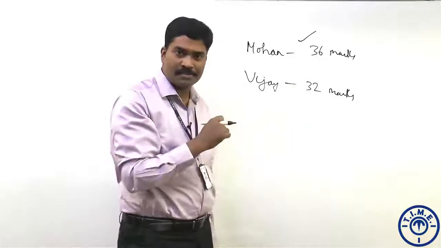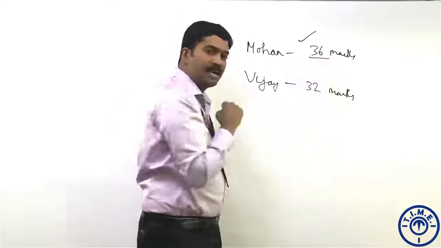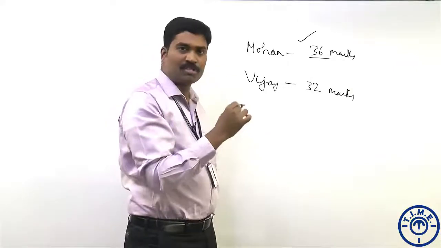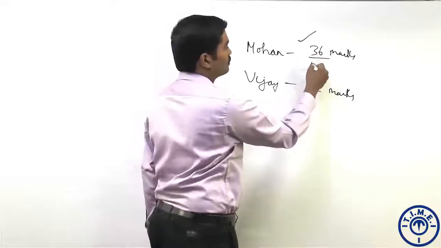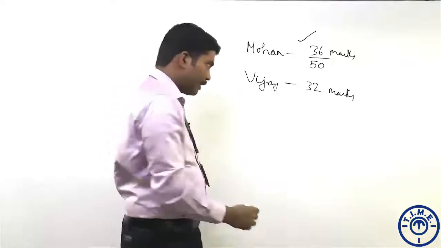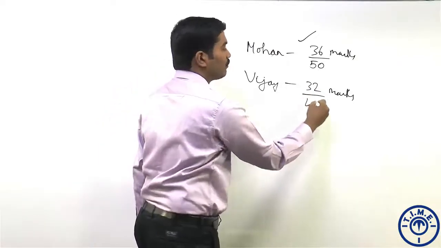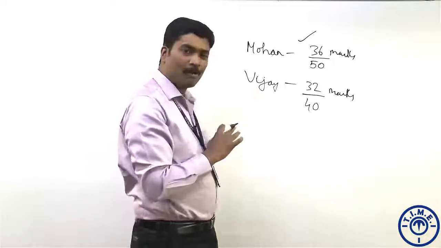That could lie in these 36 marks that Mohan scored out of how many marks? What was the total mark of the exam? Mohan got 36 marks out of a 50 mark question paper. Okay. Now Vijay on the other hand got 32 marks out of a 40 mark question paper. Now do we see why there is a problem?